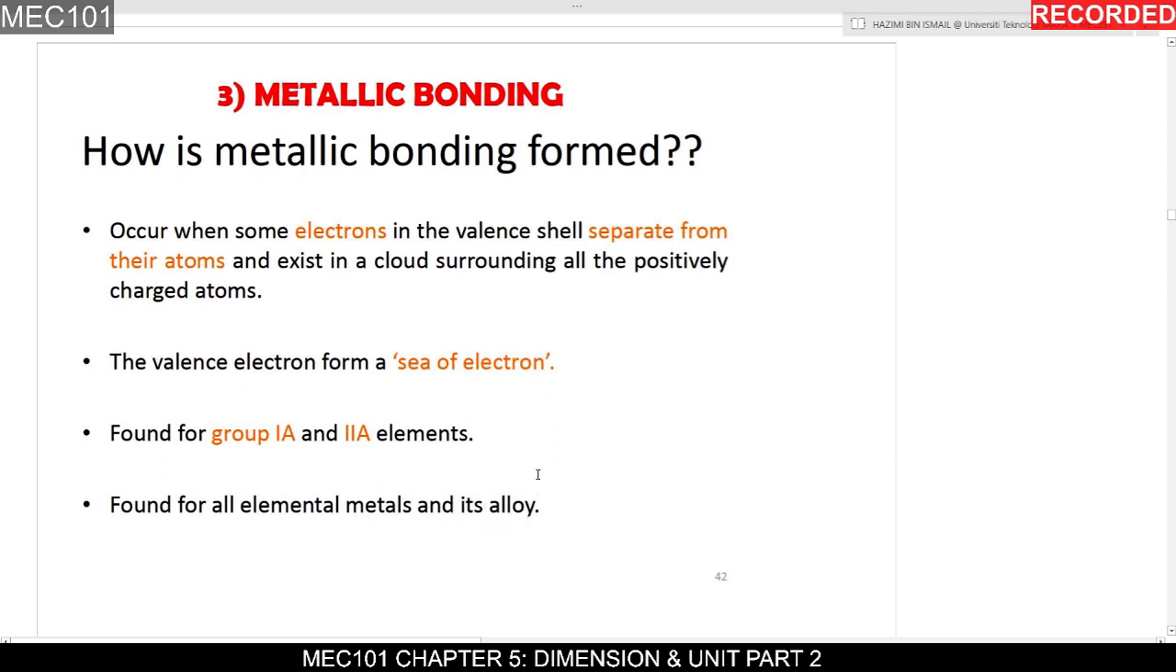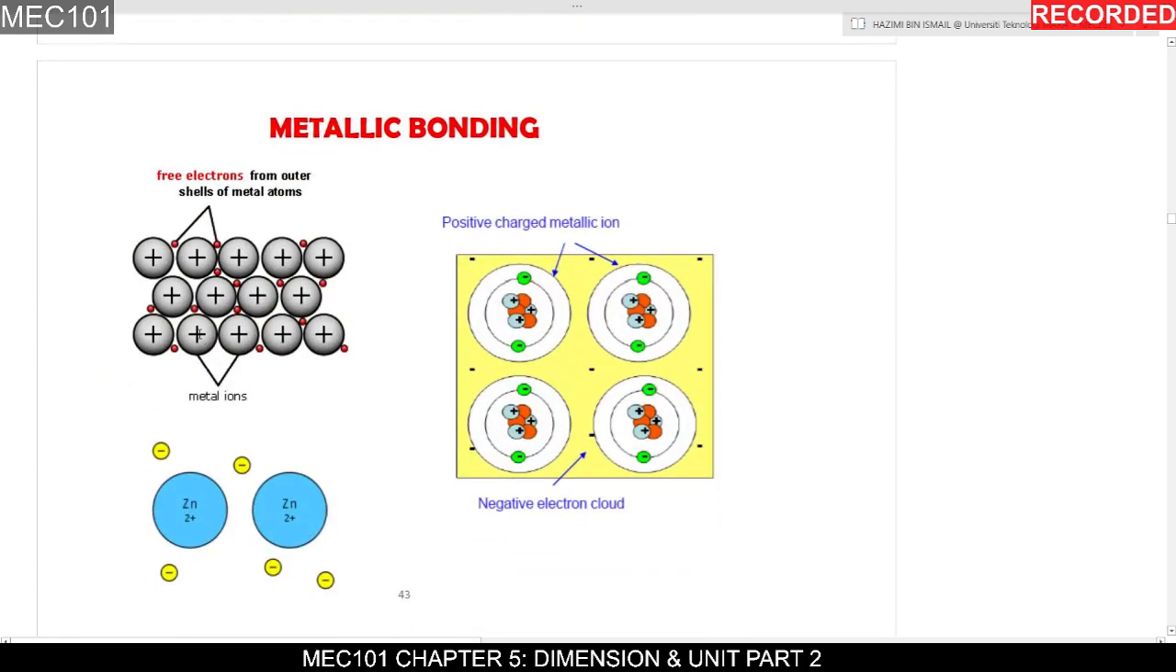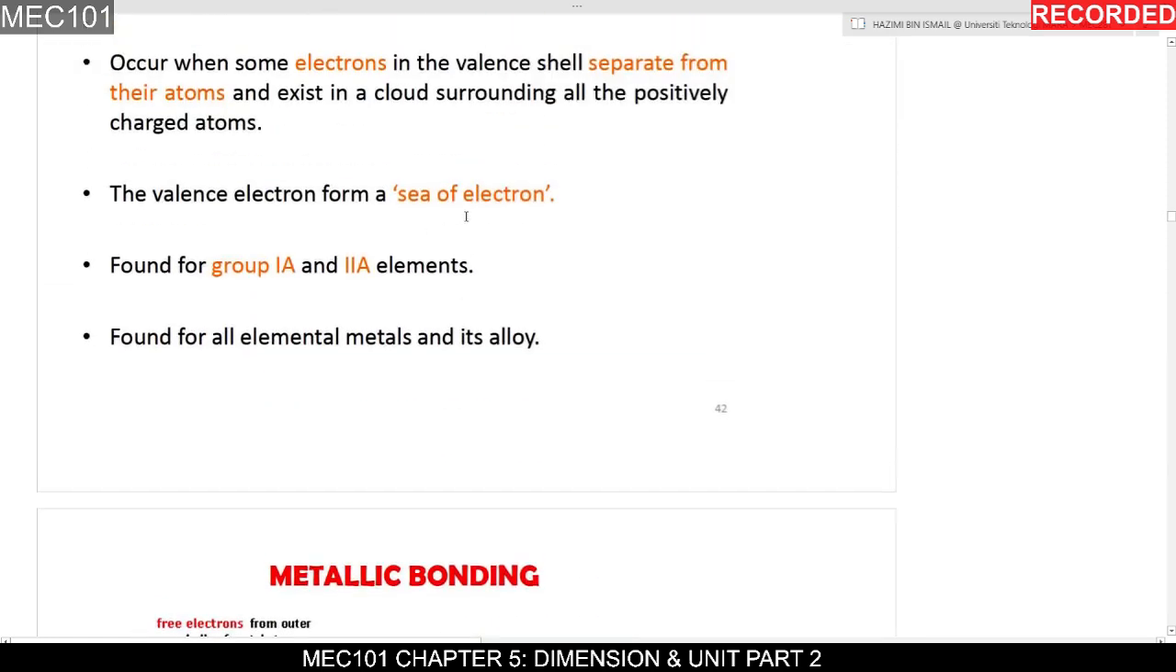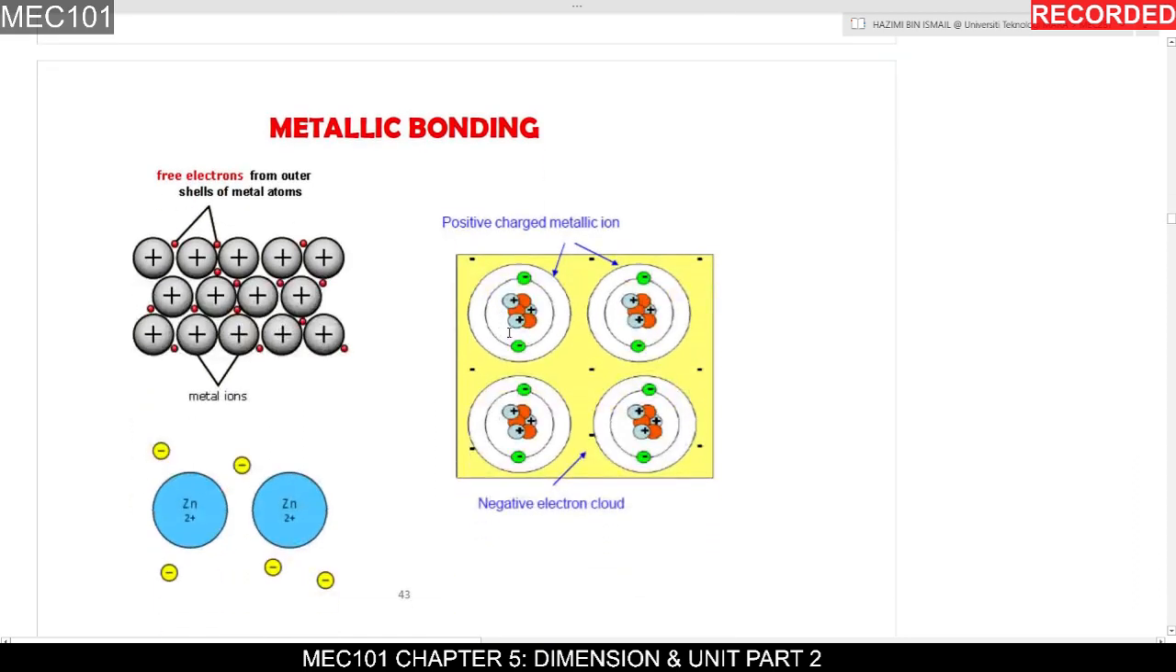What alloy means is the combination of 2 or more metal elements. Okay, so the metallic bonding, let's say this is the metal ions, the free electrons from the outer shell of the metal atom, and then you will get what we call a sea of electrons here. So many electrons, and then they will be attracted between the positive charge metallic ion and the negative electron cloud here.